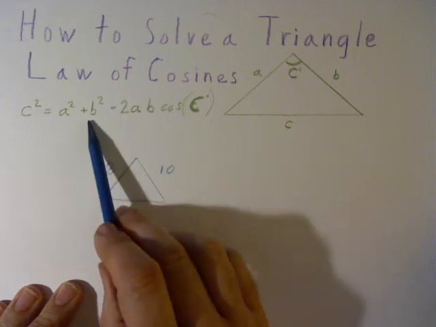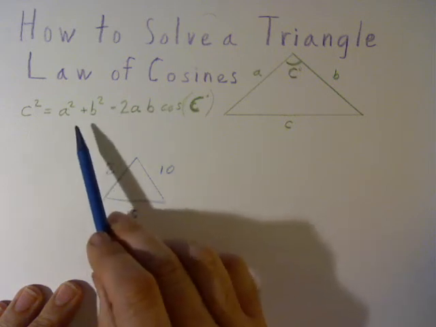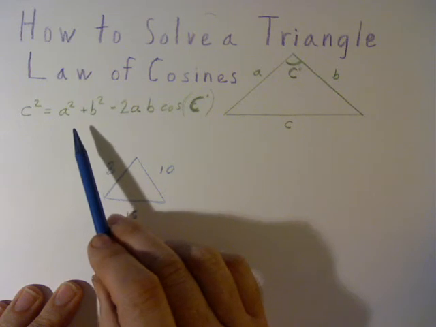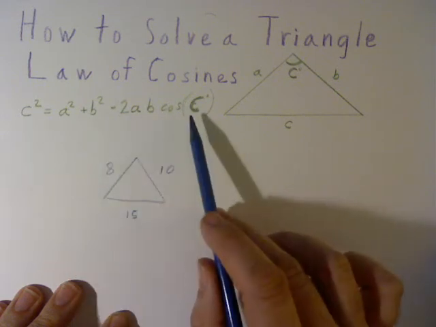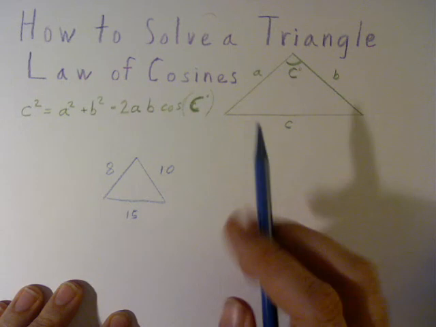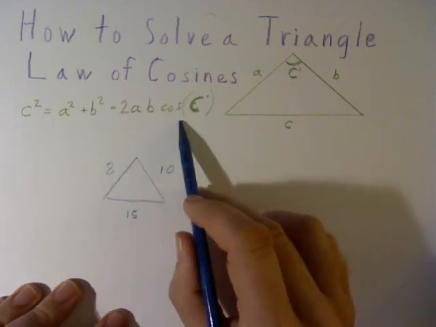You'll notice that the law of cosines looks a lot like the Pythagorean theorem. In fact, this is a more generalized version of the same theorem. This works with triangles that are not right triangles.